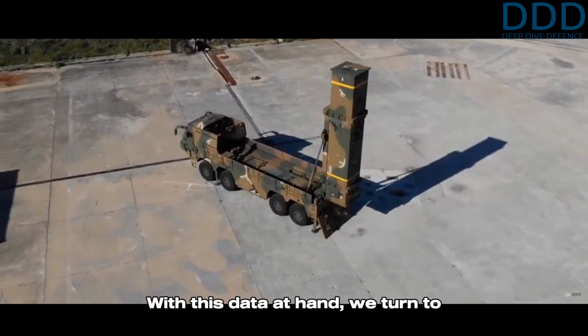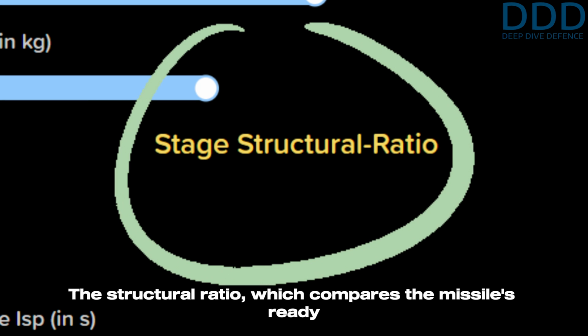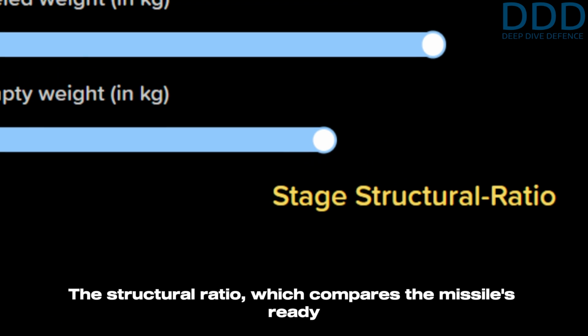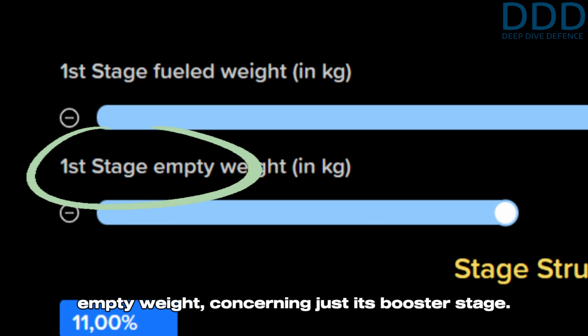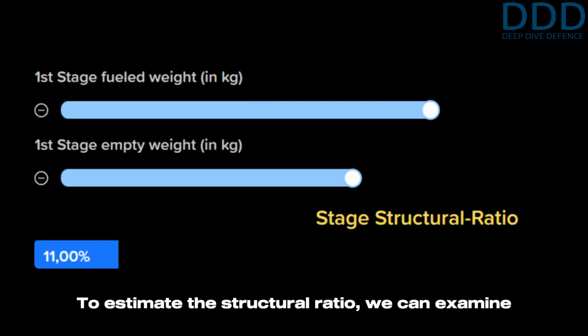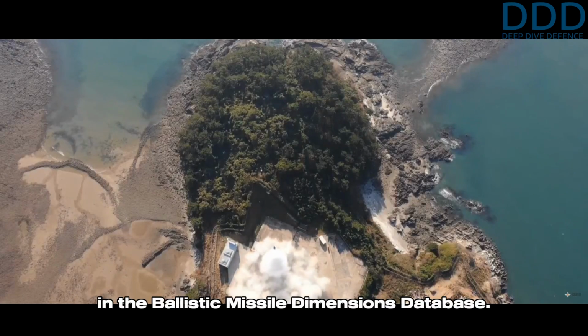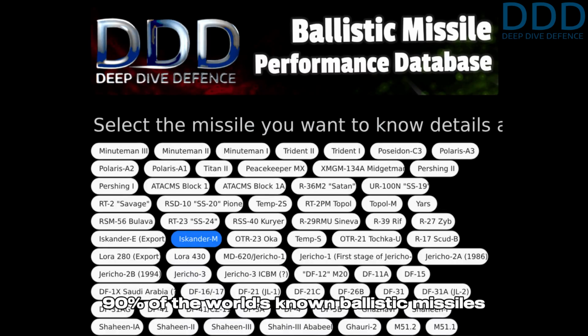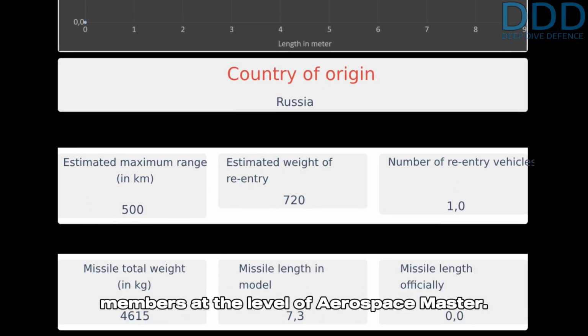With this data at hand, we turn to the key critical parameter for our calculations, the structural ratio, which compares the missile's ready-to-launch weight, fully fueled state, to its empty weight, concerning just its booster stage. To estimate the structural ratio, we can examine the Hyunmoo-5's predecessors and other similar missiles in the Ballistic Missile Dimensions database. 90% of the world's known ballistic missiles are listed in that database, available to channel members at the level of Aerospace Master.